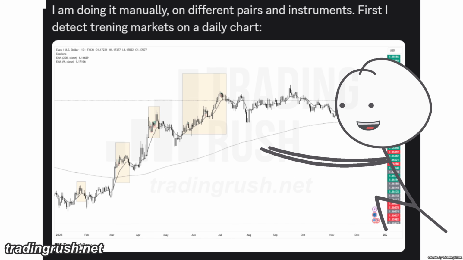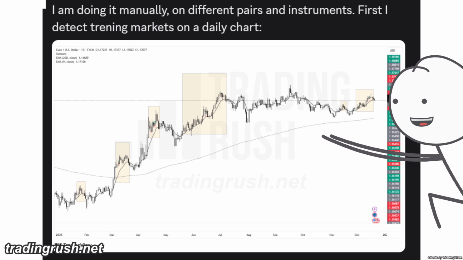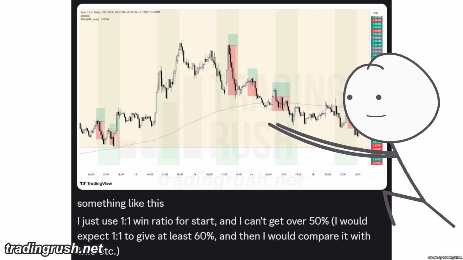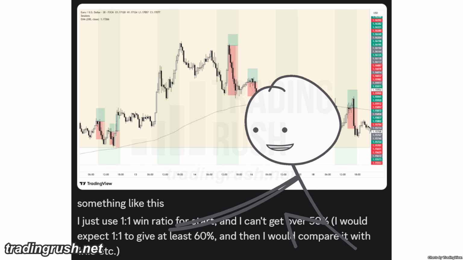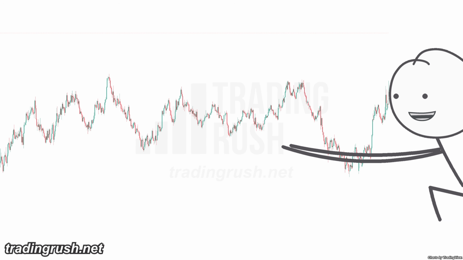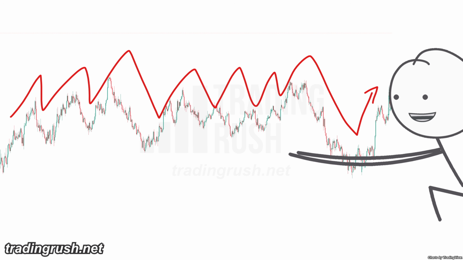One of my Patreon supporters asked a really important question. They were backtesting trading strategies, but were struggling to achieve a profitable win rate. The win rate was not even going above the 50% mark, even with a 1-to-1 reward-to-risk ratio. But when I analyzed the chart they were trading, I noticed it mostly looked like this.